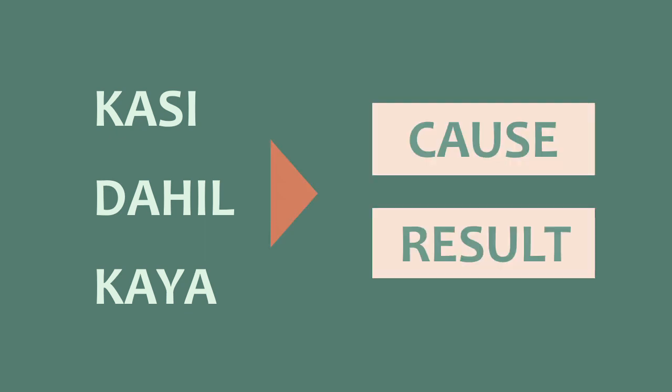Kasi, dahil, and kaya are all used when there is a cause and a result expressed in the sentence, but not all three of them are used the same way. Kasi and dahil are both translated as because in English. Kasi sounds more casual and informal though, but you can use either one of them if you want to say because.